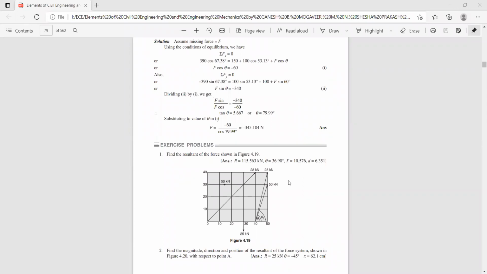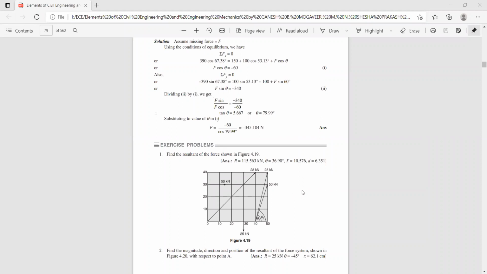92.40 kilonewton. It is kilonewton, not Newton. Just see the units here. It is kilonewton, not Newton. Okay. How much is it total? 92.40 kilonewton. Okay, 92.40 kilonewton.